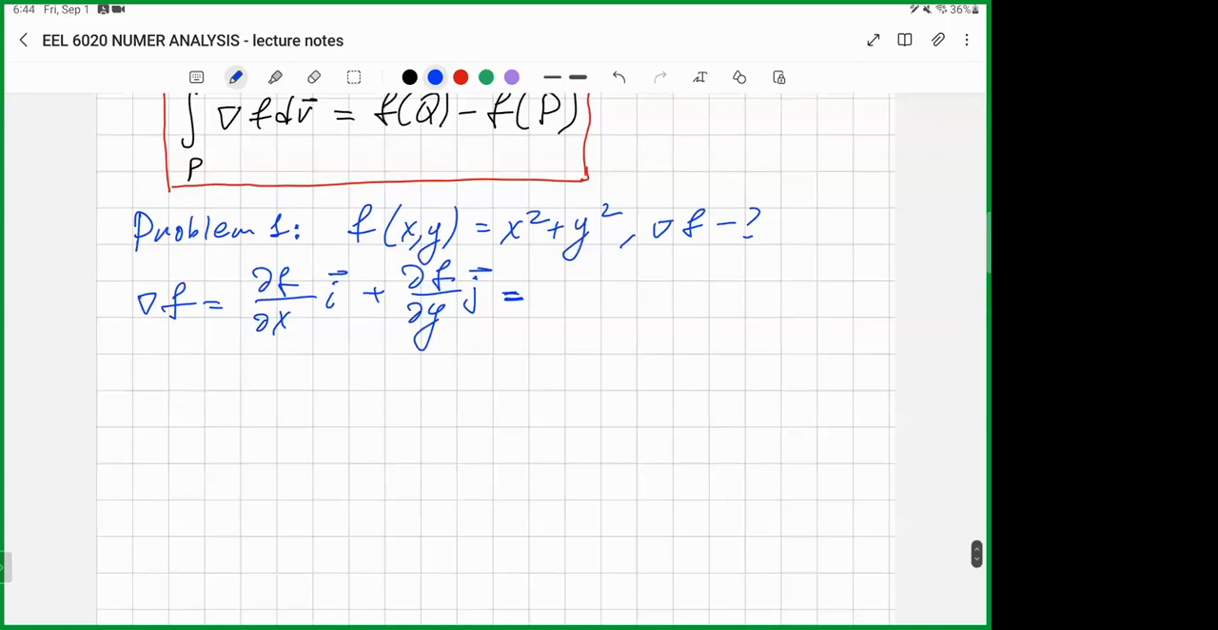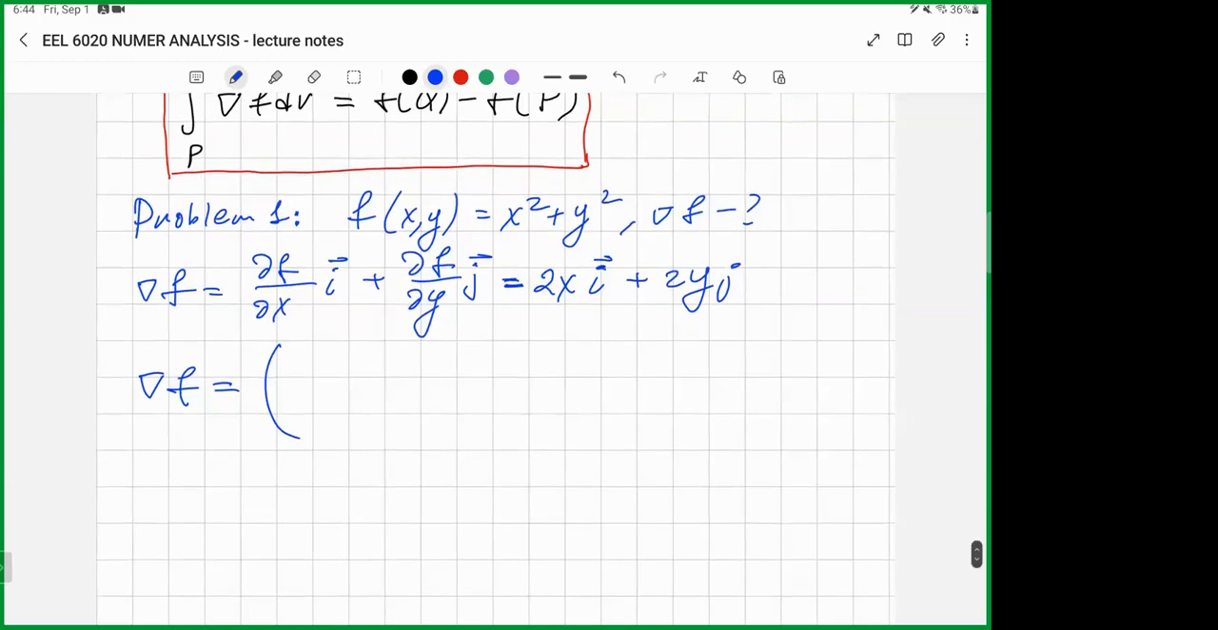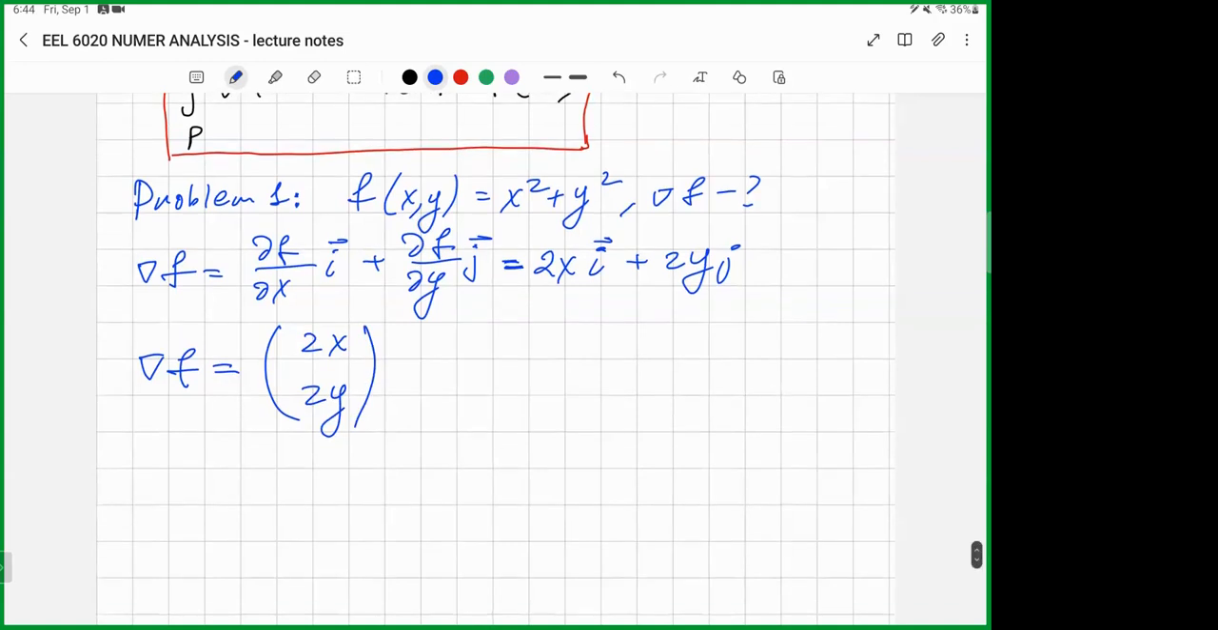So df over dx gives me 2x times i, plus df over dy times j gives me 2y j. Okay, so this is the answer. This is the gradient. And I also can rewrite this vector in the column representation. So it's 2x and 2y here. So it's a column representation of the same vector.